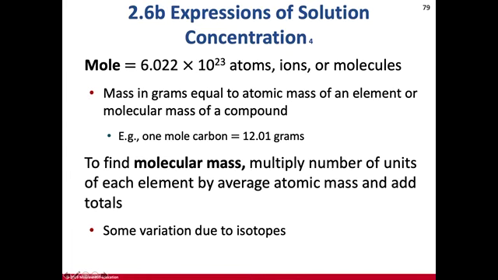To find molecular mass, you multiply the number of units of each element by the atomic mass and add the totals up, okay? So, for example, water is H2O, okay? Oxygen has an atomic weight of 16, hydrogen has an atomic weight of 1, okay? So what is the molar mass of water? It's 18 grams per mole of water, okay? That is what we call the molecular weight or the formula weight of that compound, all right? Remember that every element has isotopes in it, so sometimes what you end up with is a little bit heavier than what you would expect.